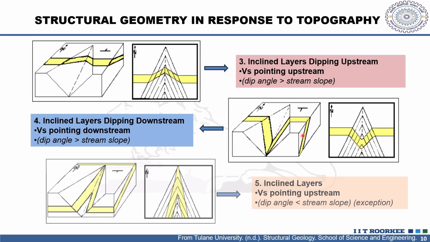Okay. The only exception in the V's rule is when, in the inclined layers, the dip angle is less than the stream slope. So V is always pointing towards the upstream. This is the only exception in the V's rule. So the V's rule is a basic concept in the topographic map, and this helps us learn the upstream and downstream side better. The V's. Okay.